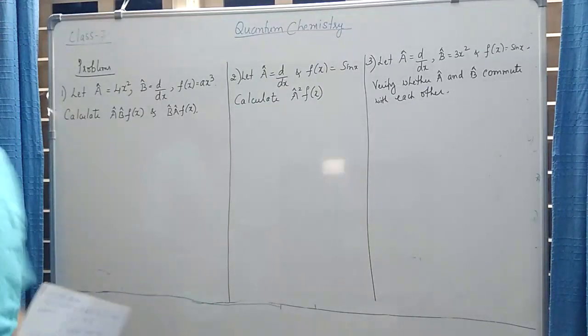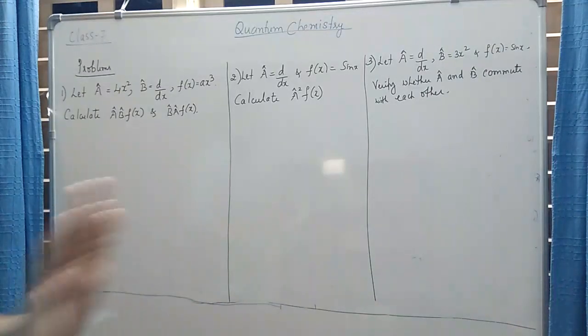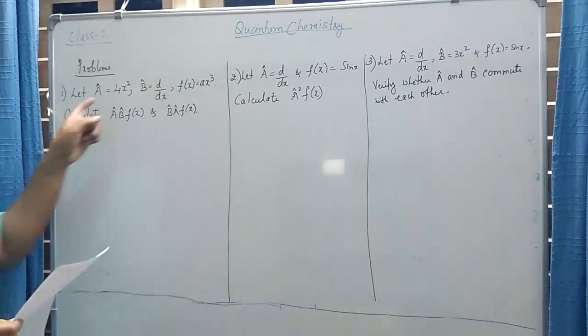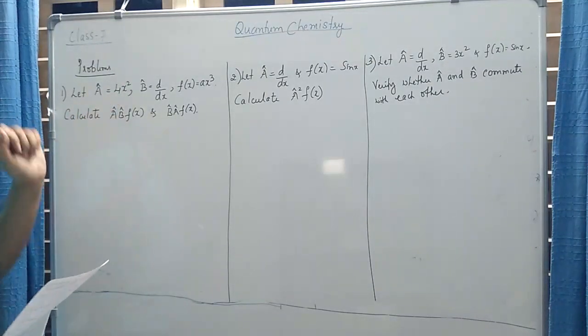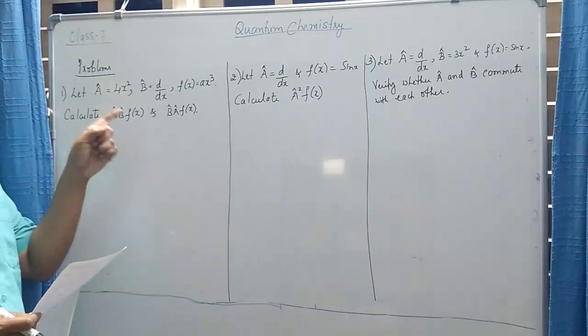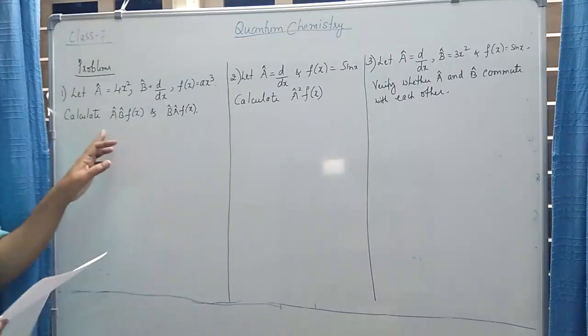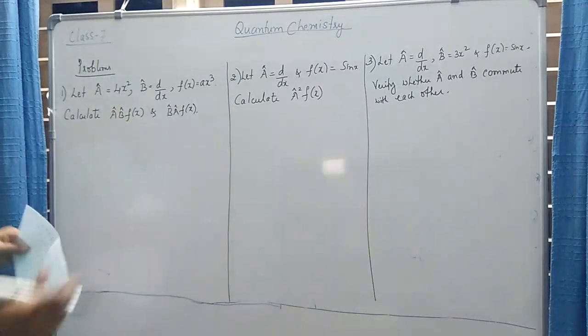So welcome to the video lecture 7 where we will concentrate on some numerical problems on the various concepts of operators. So let us begin with the first problem. You are given two operators, A is equal to 4x square, a multiplication operator, and B is equal to d by dx, and the function f of x is equal to ax cube. Calculate A into B of f of x and B into A of f of x.